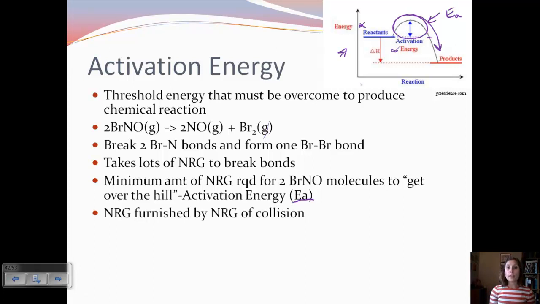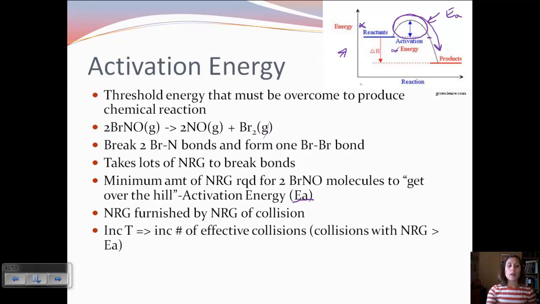The energy to do that is furnished by the energy of collision, the energy when things collide together. We know that if we increase the temperature, we're going to increase the number of effective collisions. Not all collisions are going to result in products. We first need collisions that have an energy higher than the activation energy, because we have to get over that activation energy amount. So our collisions have to be high energy, or at least bigger than activation energy.